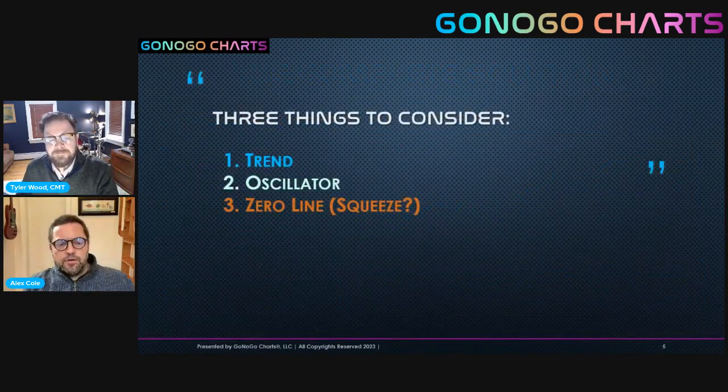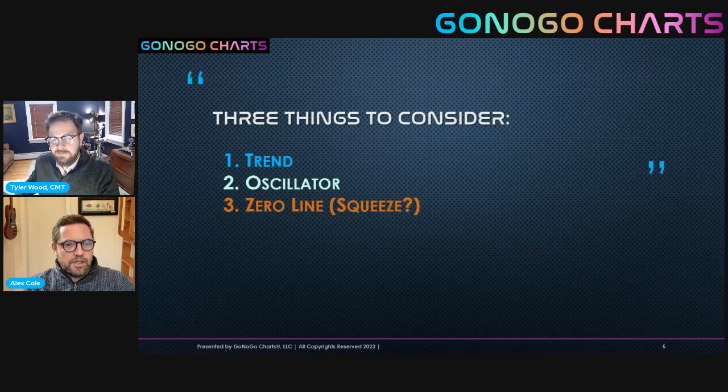So when we look at a GoNoGo chart, we believe that there are really only 3 things to consider. Where's the trend? Are we in a go trend? Are we in a no-go trend? Is it strong? Is it weak? Where's the oscillator? Remember, the oscillator includes volume. So where's the oscillator? Is it positive? Is it negative? Is volume heavy or is volume not heavy?